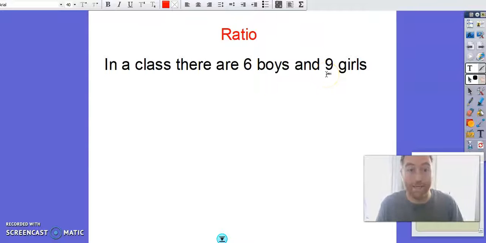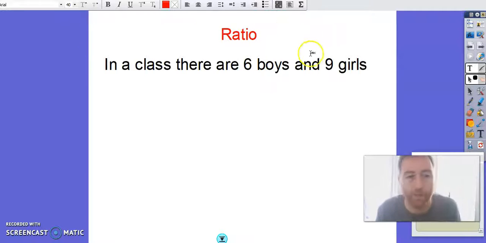Hello, we're going to be looking at ratio today. Ratio is a way of comparing parts. So it's quite closely linked to fractions and percentages and decimals, and it's in that sort of area, but it's slightly different because with a fraction we say out of a total amount. With a ratio, we just compare parts.